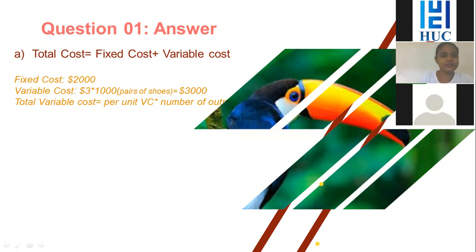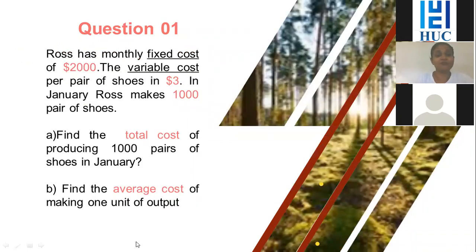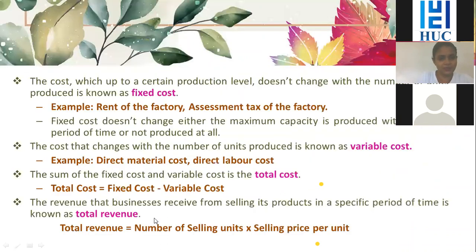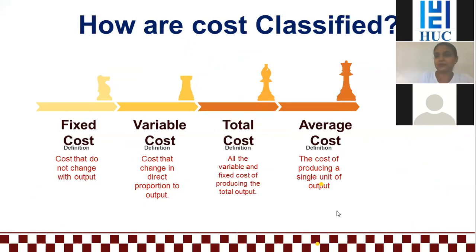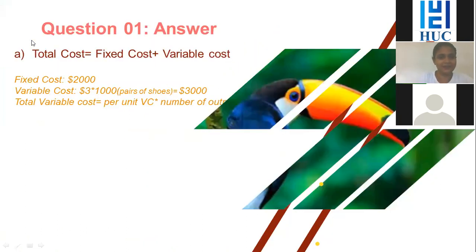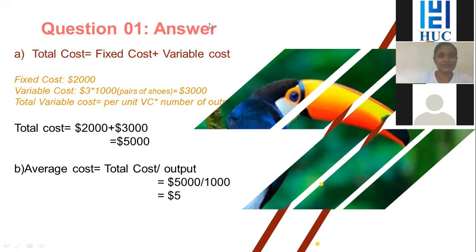Right. Okay, let's go to the second question. Find the average cost. Right. Find the average cost. I think here you don't have average cost equation. Right. No problem. Again, another new equation, average cost. Average cost equal total cost divided by output, right? Total cost divided by output.